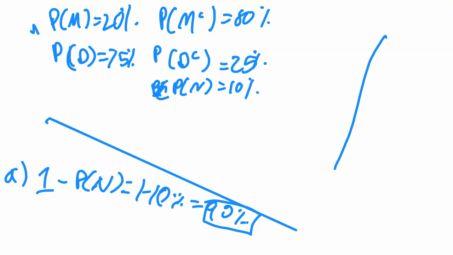For B, it's meat, but not a dessert. Meat, yeah, but meat, not the complement of dessert. Yeah, I'm so sorry. I have no idea how this works. I'm going to do it up here.